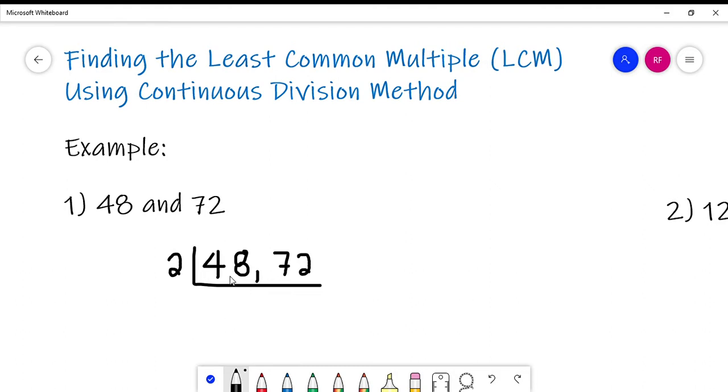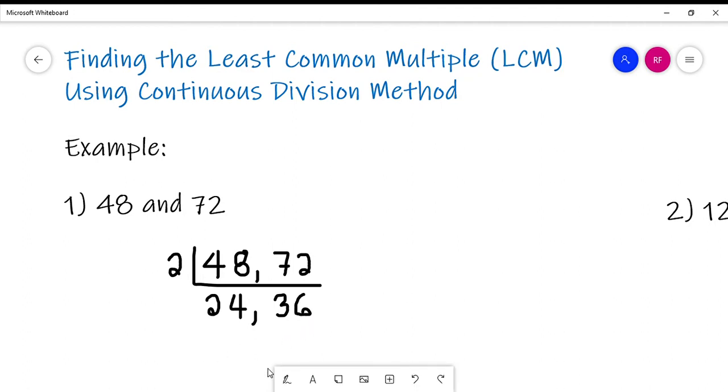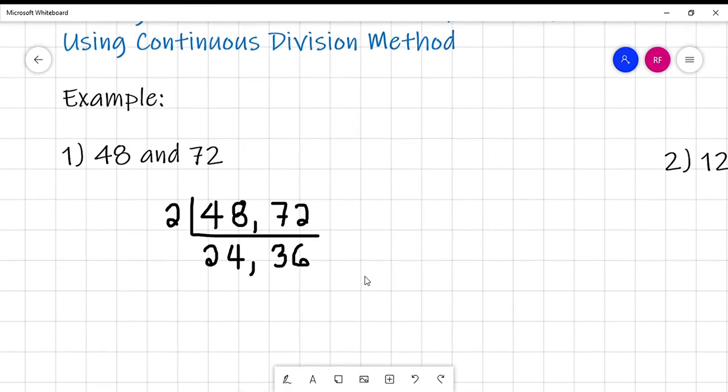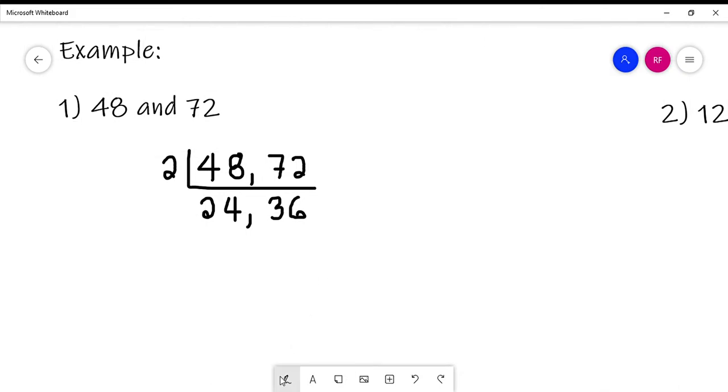So here, 48 divided by 2 would be 24. Next, 72 divided by 2 would be 36. Okay, it's not necessary to divide the numbers by a prime number. If you think of other numbers that can be divided from both of them, even if it's not a prime number, then you can do so. But of course, do not divide them by 1 or 0.